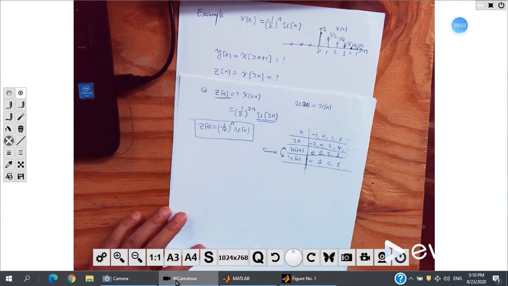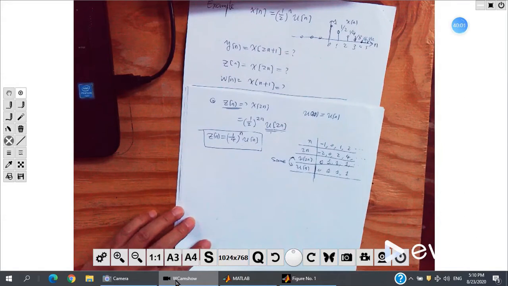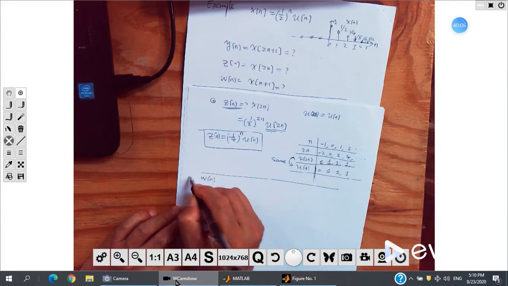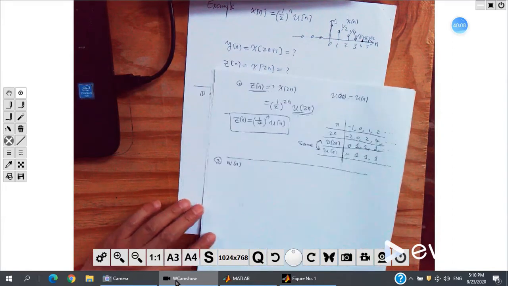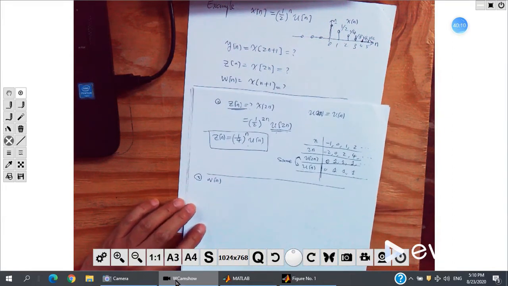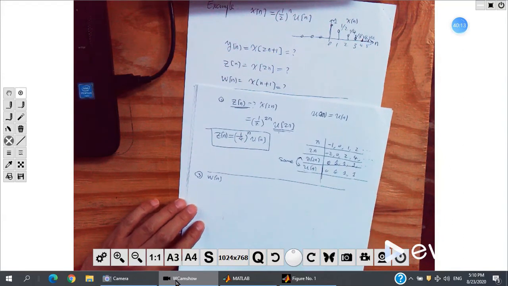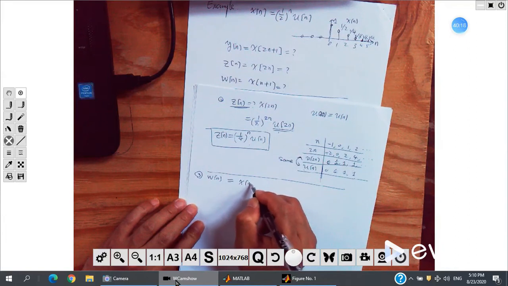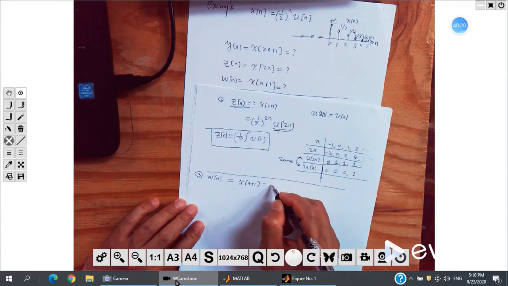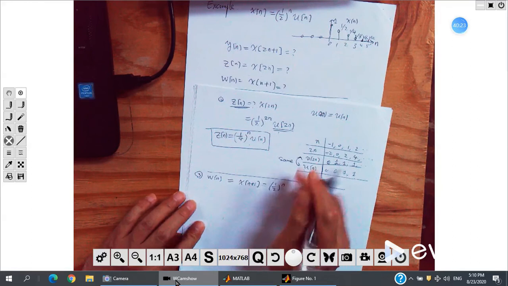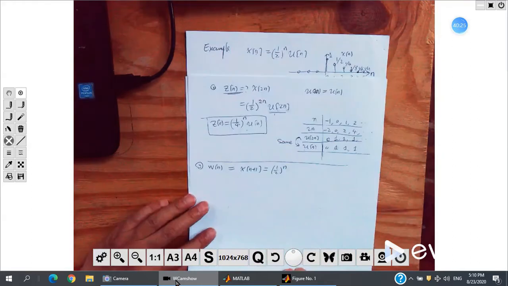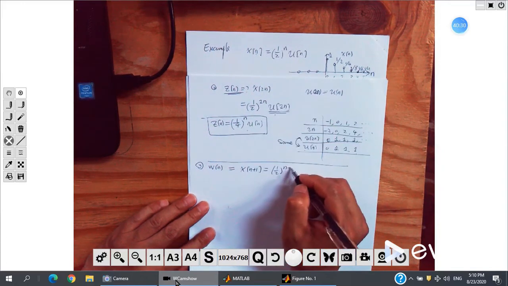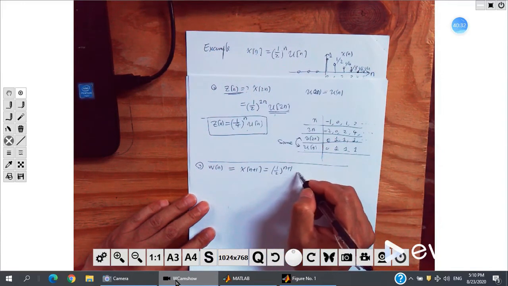Alright. This is Z. Now what is W? W is x of n plus 1. Okay, I can just plug in. It's x of n plus 1, which is 1/2 to the n. Now n is n plus 1, so it's n plus 1. And u of n plus 1.